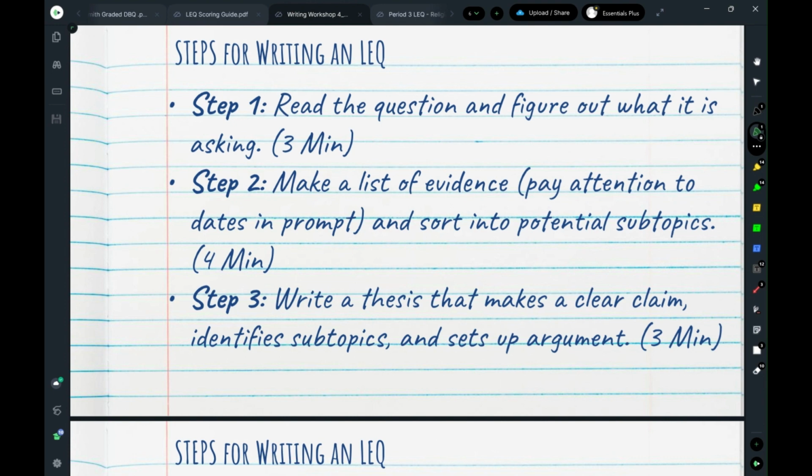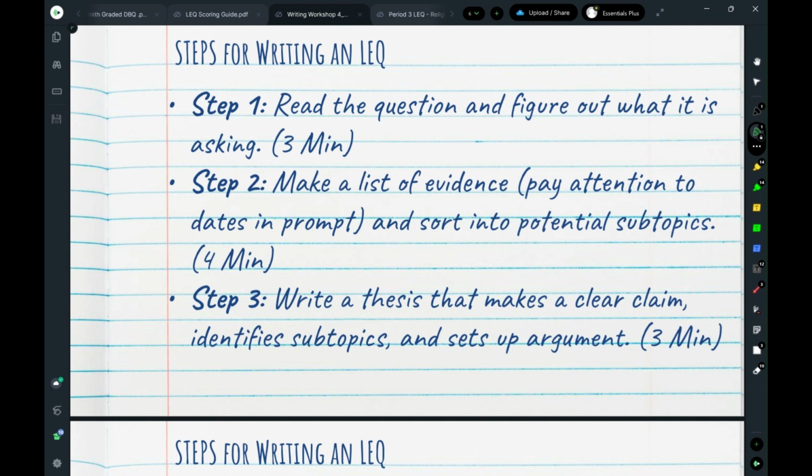So I highly recommend that you really take some time to figure out what it's asking. Annotate the question, think about what it wants to know from you, and then get an idea of what you think your answer might be. Right. So I highly recommend taking some serious time to do that.